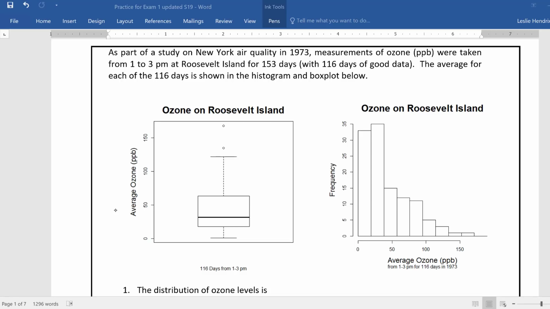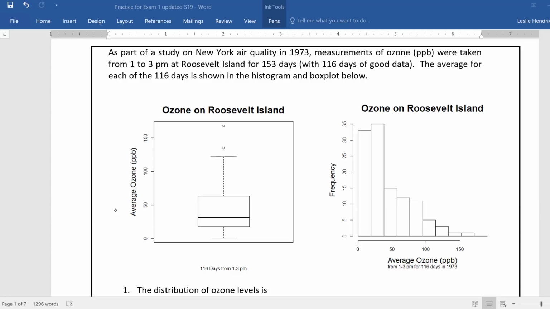All right, let's go over the exam one practice that's posted for you. The first question is a set of questions about the two graphics. As part of a study on New York air quality in 1973, measurements of ozone in parts per billion were taken from 1 to 3 p.m. at Roosevelt Island for 153 days with 116 days of good data. The average for each of the 116 days is shown in the histogram and box plot below.